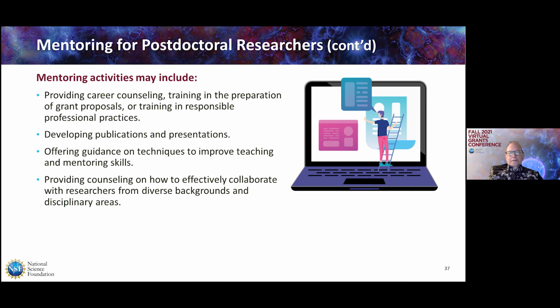And also diversity, equity, and inclusion is something that can go into a mentoring plan and very well should go into a mentoring plan. It is an important part of research these days to make sure that opportunities are provided to a broad spectrum of the US community, for example, in terms of diverse backgrounds in disciplinary areas. So please make sure that mentoring plans consider that as part of their postdoc mentoring plan. Next slide, please.